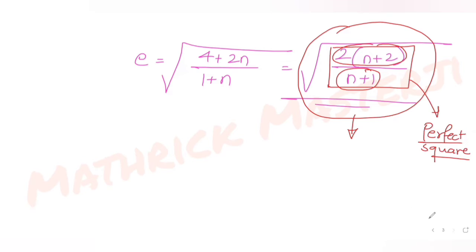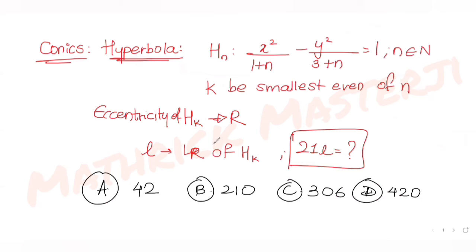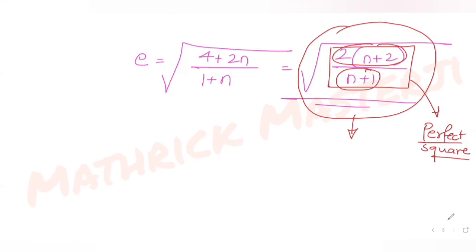So let's see. We have also been told one condition about n, that n belongs to natural numbers and k is the smallest even value of n. If I look at different even values of n, I can understand from the denominator that something plus 1 should be a perfect square. With n being even, even plus odd is an odd number, so we should have odd perfect squares.